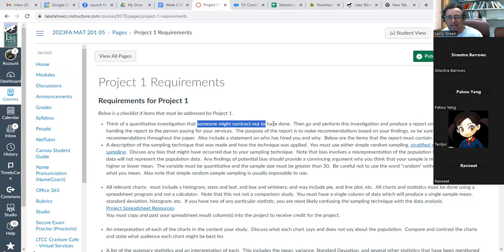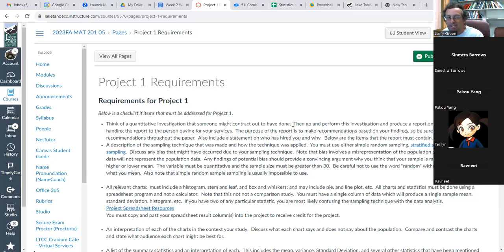A couple things. Someone might contract you out to have this done. If no one would ever be interested in your results, then it doesn't make a good project. It doesn't mean that you actually have to find someone to pay you, but theoretically you could. In your paper, you are writing it to the person that would be contracting you, not to me, but to your client, which is what I'm going to call them. That is who you're writing it for.